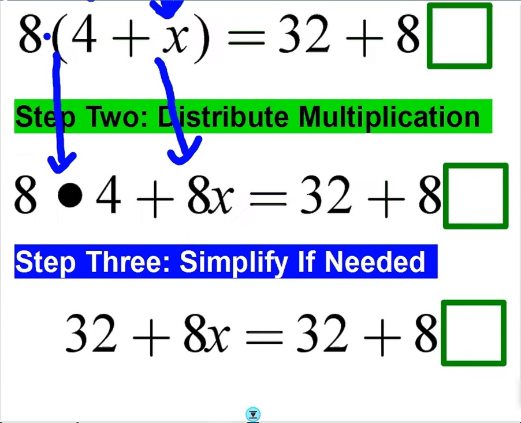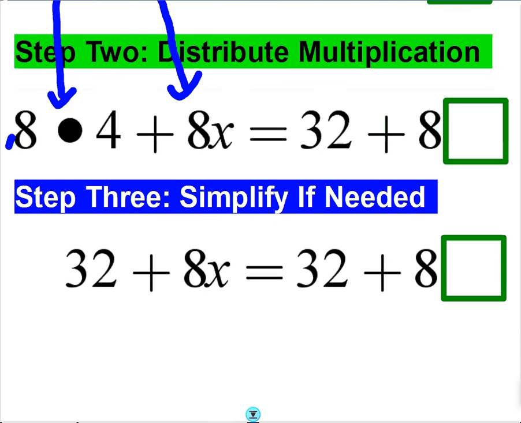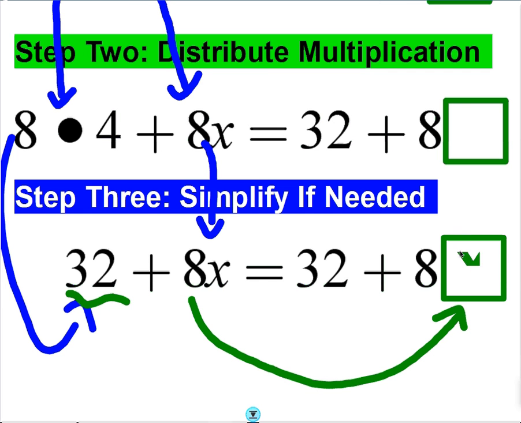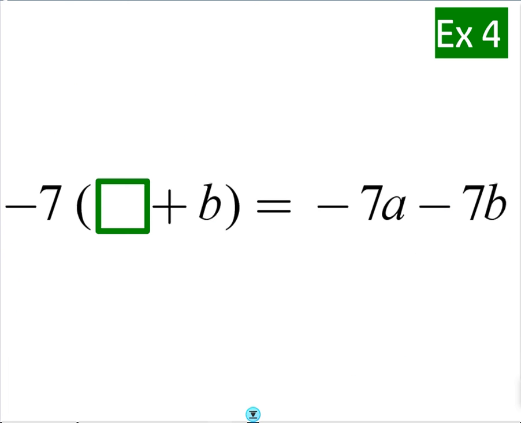So anybody know what 8 times 4 is? 8 times 4 is 32, and then the 8x just drops down to the 8x. And again, we can easily see that 32 plus 8x must be the same as 32 plus 8 times what goes in the box? x. So this is, again, just testing you. Can you distribute the number on the outside to each number on the inside? And I hope you understand the concept. If you have any questions, just let me know. I'll be happy to answer it for you.